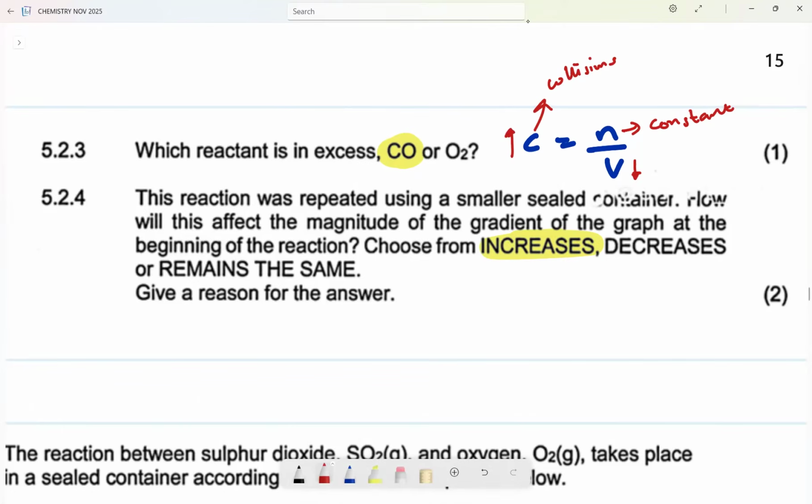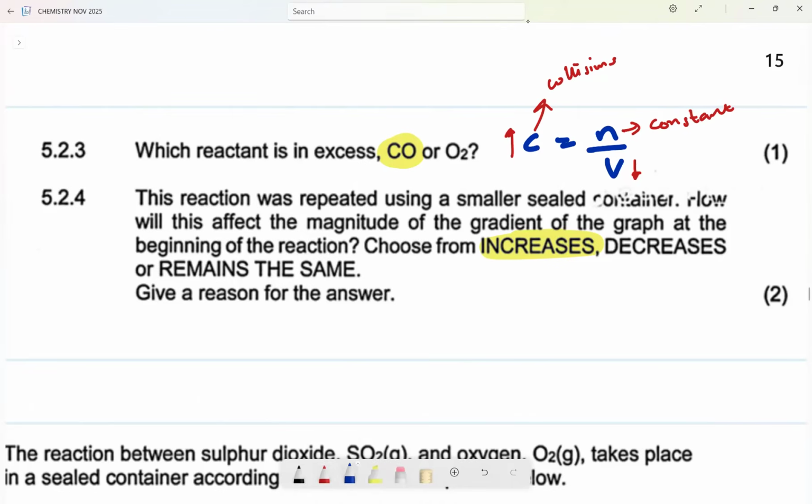Now we have a smaller volume. It's like having a balloon. When you try to compress that balloon, you are decreasing the volume. And what happens to the particles? Your particles now collide frequently. So you are making them concentrated in one place. Sometimes you get to know that your balloon bursts. It's because it is too concentrated in one place, and now there are frequent collisions that occur.